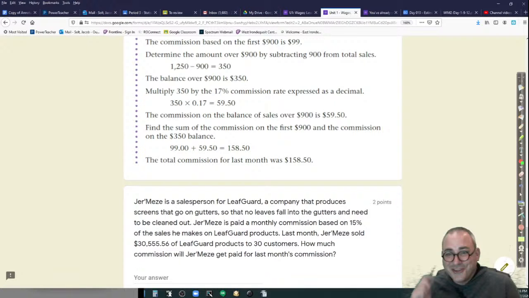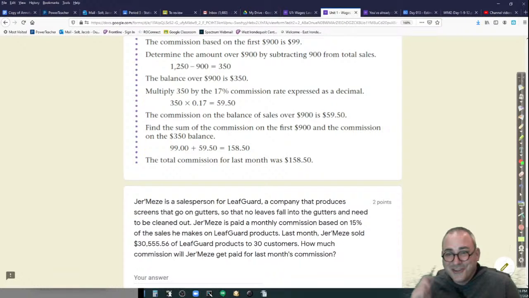We're going to use this right here. Actually, this isn't even nearly as complicated, right? This is a pretty simple one. I'm going to highlight my important information. There's 15% of sales. There's $30,555.56. 30 customers.